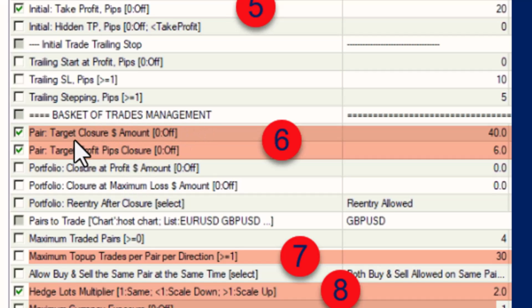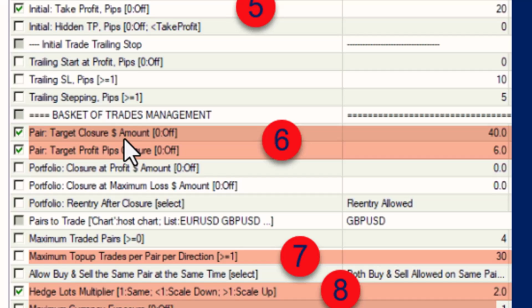And then you have to tell it when you want to close that basket of trade. So what will happen is the basket of trade will develop, and then some will go positive and some will go negative, and at some point you'll be breaking even, or you'll be making a profit. So these settings say close the basket of trades when the profit is $40, or close the basket of trades when the value is 6 pips up. So this is for closing your basket of trades.